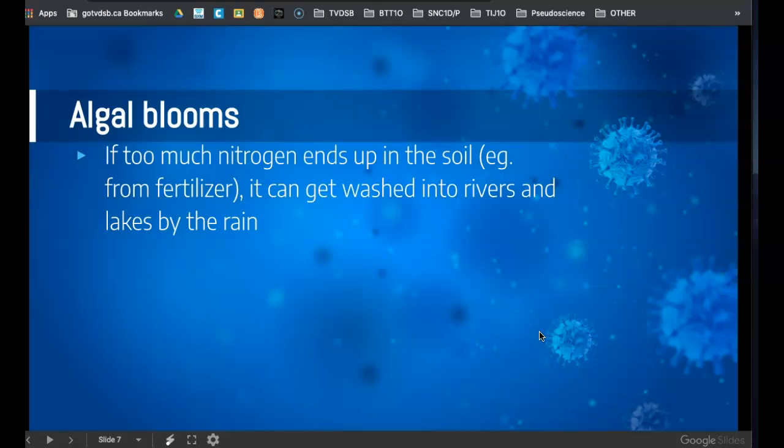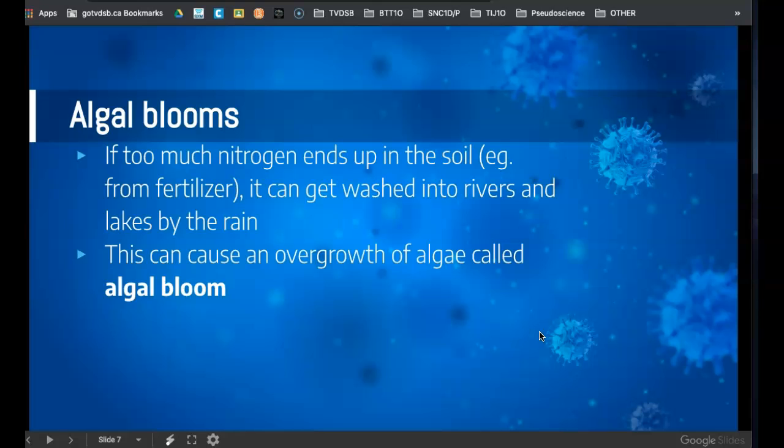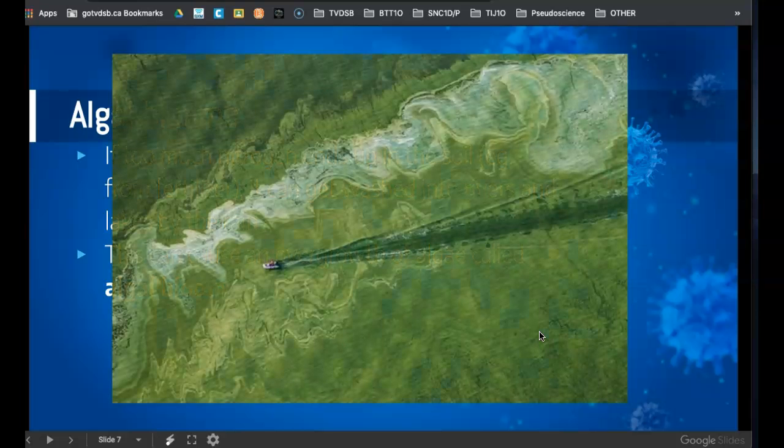Now, this can happen fairly easily, in particular in farm areas, if there is too much fertilizer used. So it can get washed into the rivers and lakes by the rain. All right. Now, what happens is it ends up pooling or accumulating in a particular area, and that causes what's called an algal bloom, because algae love nitrogen. So we have areas where an enormous amount of nitrogen accumulates. That means the algae will grow quickly, and you end up with something that looks like this.